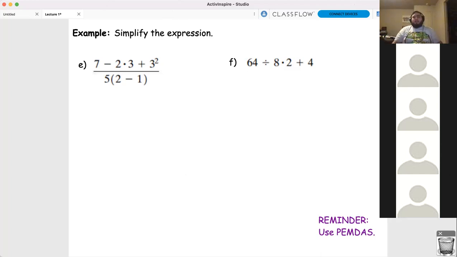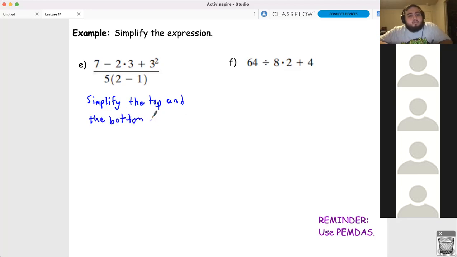All right. So for letter E, guys, it's a fraction bar. We have a top and a bottom. So whenever you have a fraction bar for order of operations, you want to simplify the top and the bottom separately. That's the biggest key thing here. So you're gonna see these again. So we're gonna do the top and the bottom separately using PEMDAS.